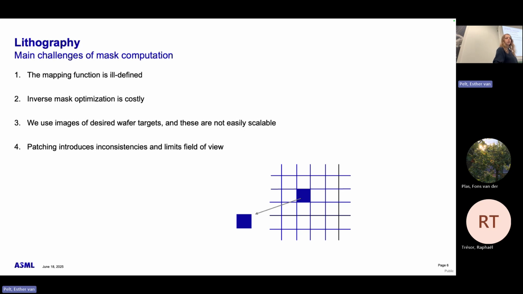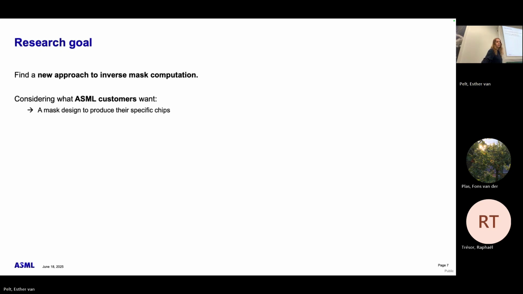And then also, to come up with a solution to the big data sizes, typically we use patching, which means that we break the chip up into separate patches. When you compute the mask for each of these patches, you then have to combine the masks. And combining them over here introduces inconsistencies since there might be different solutions. So that's also a problem.